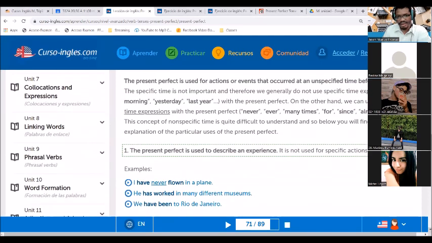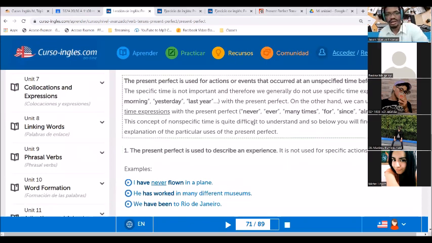Let's start off with use number 1. Paulina, can you help me with the uses of the present perfect? The present perfect is for actions or events that occurred in a specific time before the present. The specific time is not important, and therefore we generally do not use a specific time expression.